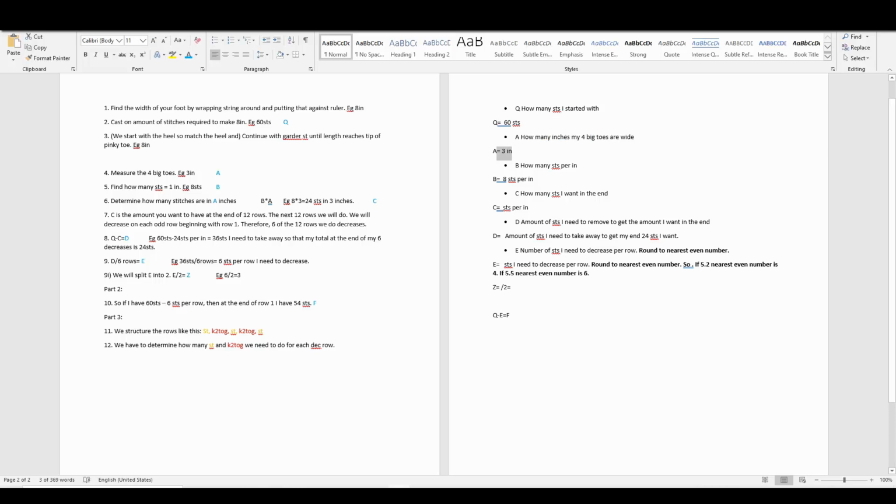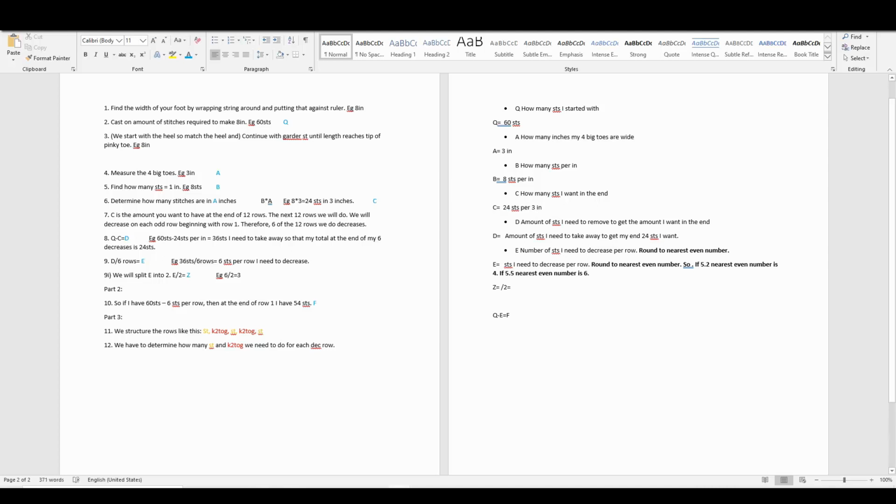Okay, so I'm going to determine how many stitches are in 3 inches. To do that, you do B times A. So variable B times variable A. In my case, 8 stitches times 3 equals 24 stitches in 3 inches. For me. So I'm going to write that down. I'm going to do 24 stitches makes 3 inches.